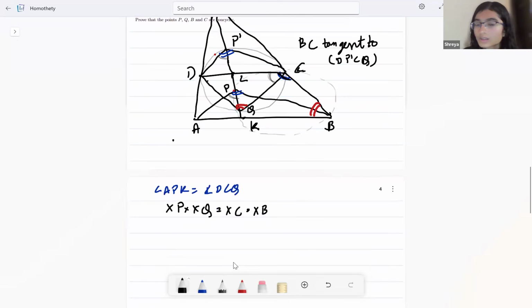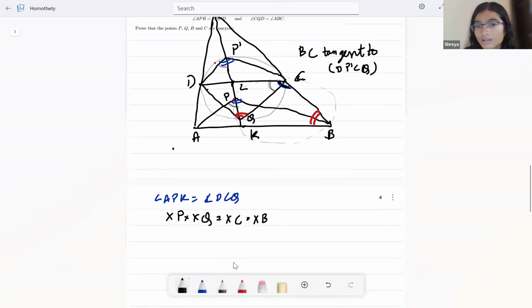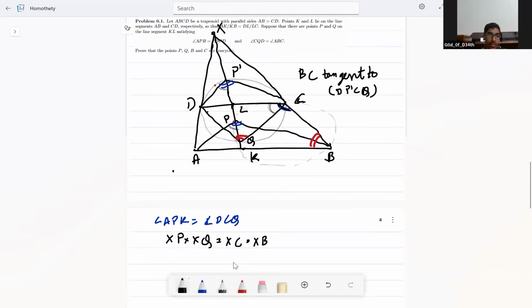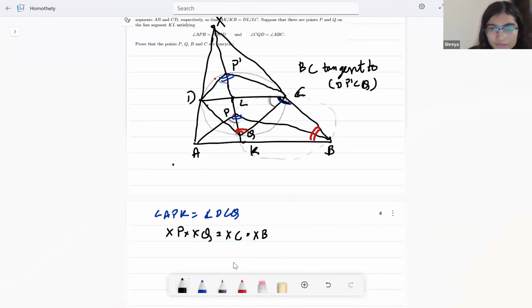How would we go about proving this? Keeping the homothety, how can we use the homothety to understand this? Wait, X is the intersection of CQ and TB. No, X is this point. BC and AD and KR. Oh, sorry. Yeah, so X is also the center of the homothety sending D, B prime, Q, C to A, P, B, because they're parallel.